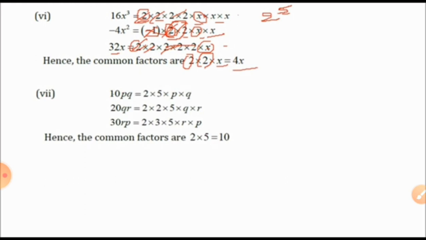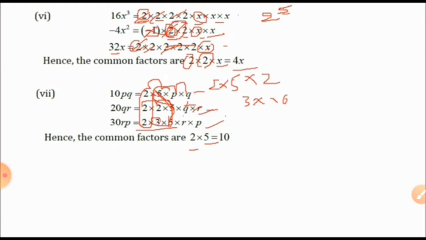Look at number 7. 10pq: 10 is equal to 2 into 5, both are prime numbers, into p into q. 20 means 2 into 2 into 5, into q into r. Again 30 means 2 into 3 into 5, multiplied by r, multiplied by p. Who are the common for each and every term? Yes, each and every term has 2 into 5, that means 10. Is it? Yes. 10 is the common one.